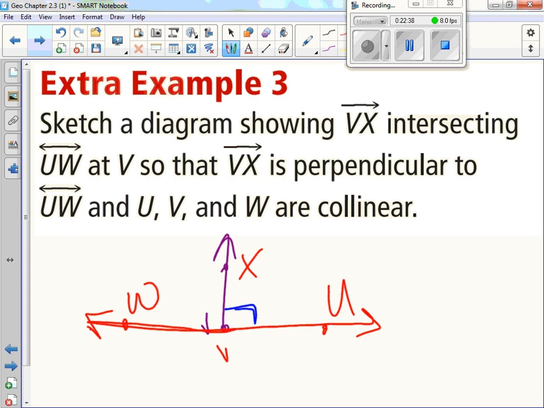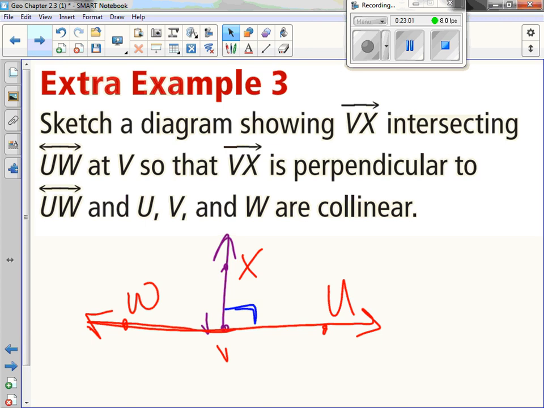Yeah, we can do it on either side, but we only need 1. We only need 1, because if it's a straight line, the two angles add together to be 180. As soon as we know that one is 90, the other has to be 90 by definition. Any questions on this here?